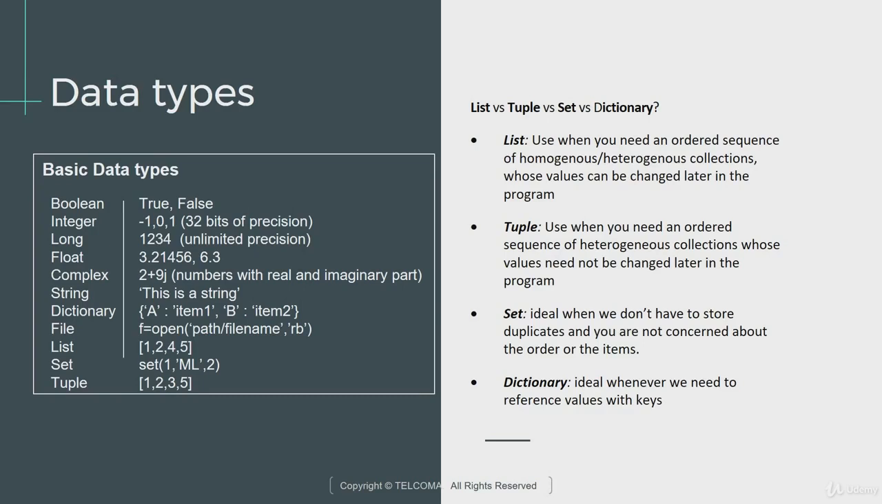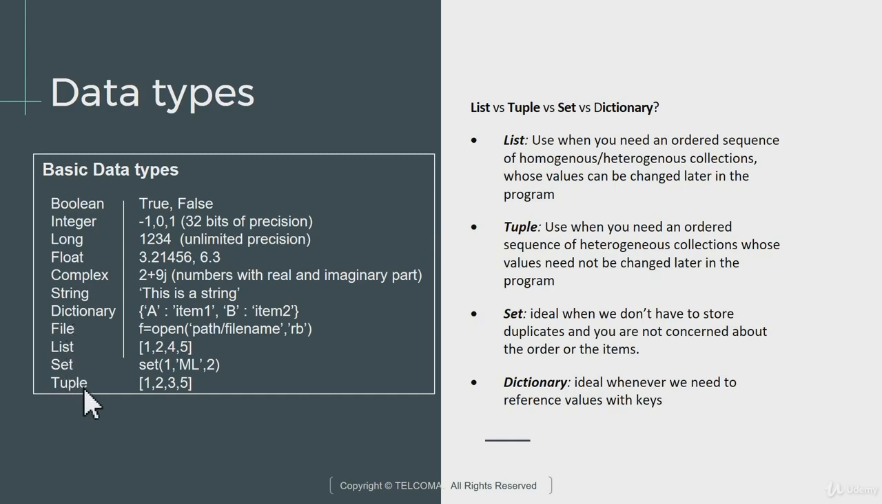Now that we have Python 3.5 set up, let's look at the data types offered by Python 3. Like any other modern programming language, Python offers a comprehensive set of basic data types and advanced data types. Let's huddle at them one by one. I'm sure you would have probably come across most of these names in any other programming language. So: Boolean, integer, long, float, complex, string, dictionary, file, list, set, and tuple.